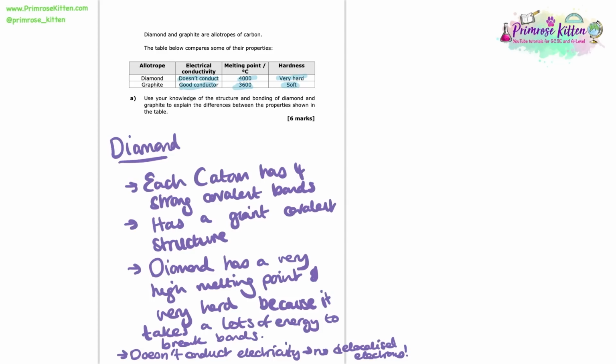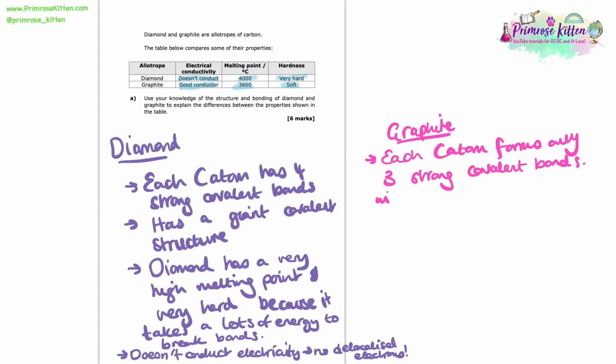Let's get on to graphite. In graphite, each carbon atom only forms 3 strong covalent bonds. So it doesn't form the 4 that diamond did, and that's one of the main differences between diamond and graphite. If you're not 100% familiar with those differences, then I would definitely recommend that you make yourself a little flashcard with a nice table comparing the two. So in graphite, each carbon forms only 3 strong covalent bonds, and now we can link it to the properties of graphite.